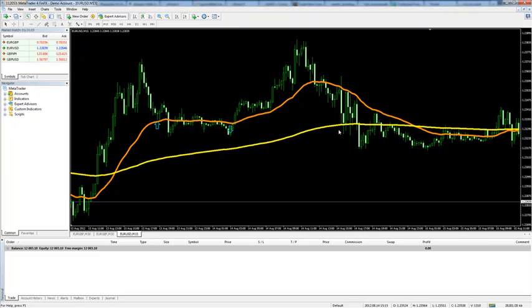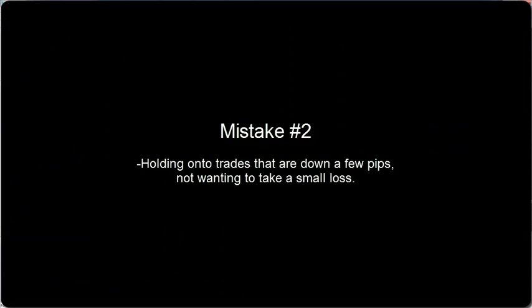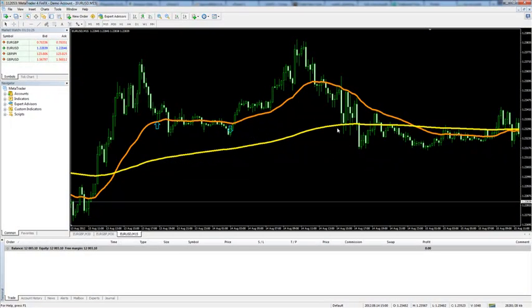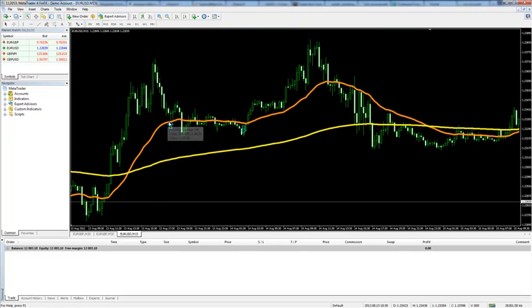Let's look at another really common mistake, which is holding on to trades that are down a few pips because you can't stand to lose a pip. I see this all the time, and it can be really frustrating. I'm sure this has happened to you before, and maybe even on a daily basis if you're a day trader. You get into the market. Let's look at it this way. Okay, let's say we did buy this trade right here.